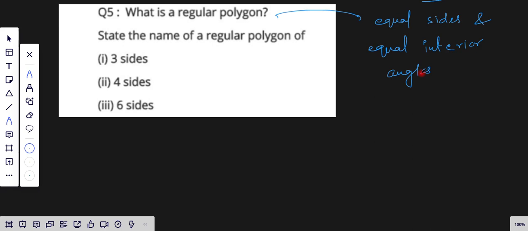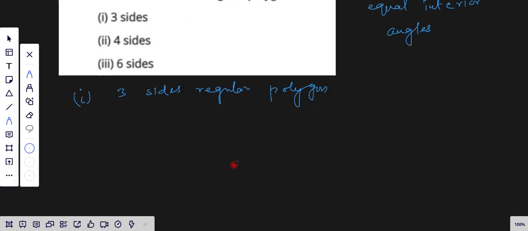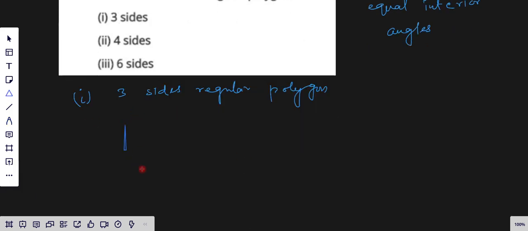Now state the name of a regular polygon of 3 sides. The best example for 3 sides is the equilateral triangle. I'll take one example for a 3-sided regular polygon. I hope the words are visible to you all. So I simply draw an equilateral triangle for you all.